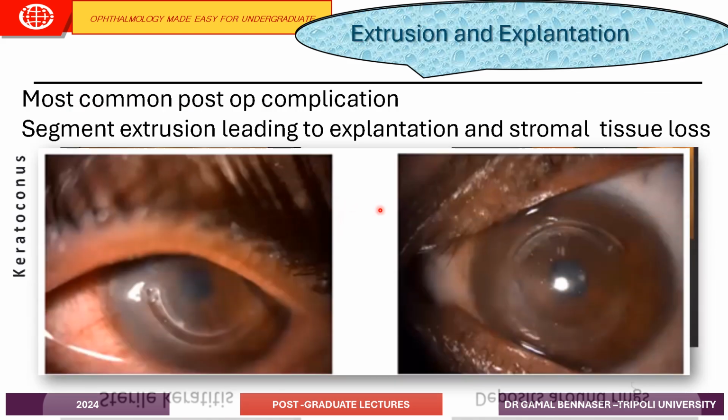Now, the other dreaded complication is the extrusion of the segments from the cornea, due to superficial tunnelization of the cornea and continuous rubbing of the lid over the melting epithelium over the segment. So the segment will be extruded outside, and this leads to explantation of the segments.